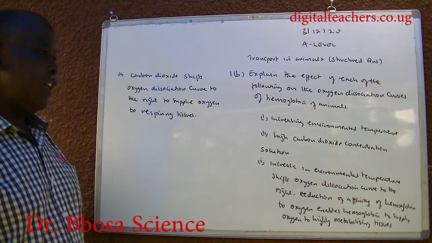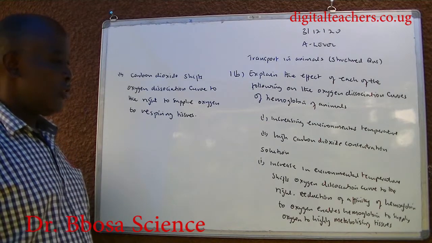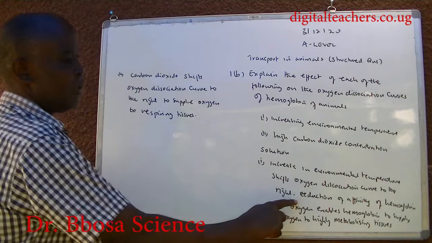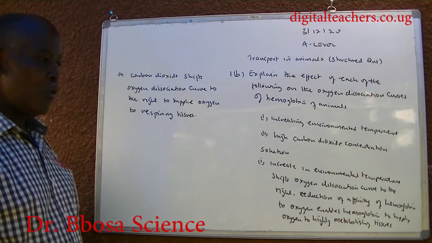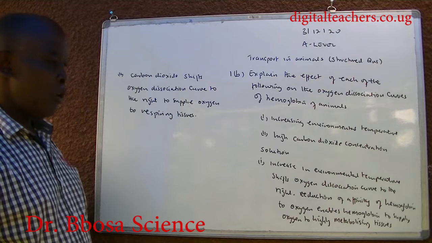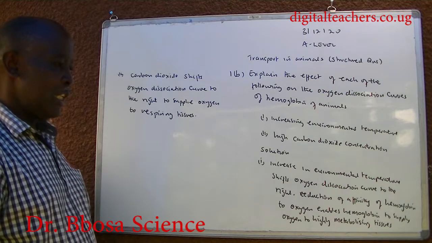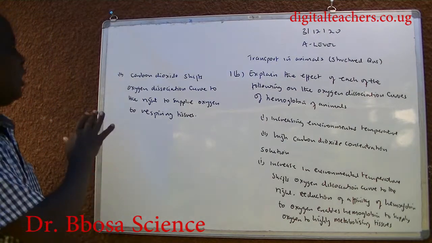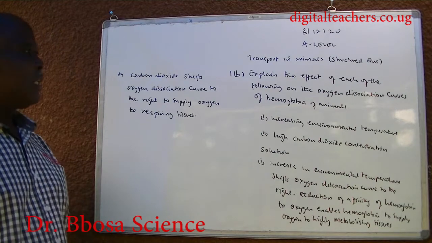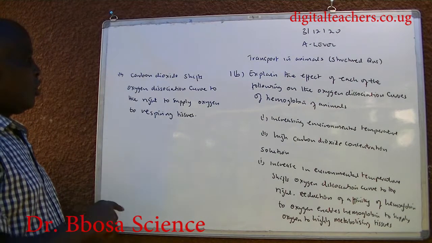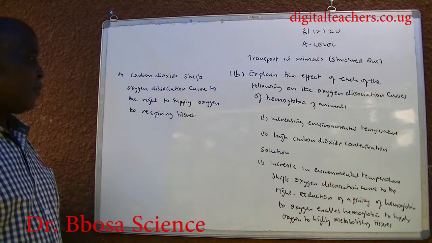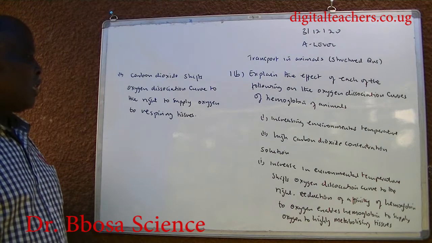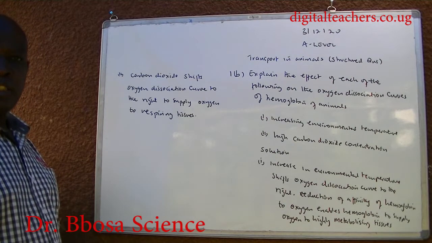1. Increase in environmental temperature shifts oxygen dissociation curve to the right. Reduction of affinity of hemoglobin to oxygen enables hemoglobin to supply oxygen to highly metabolizing tissues. 2. Carbon dioxide shifts oxygen dissociation curve to the right to supply oxygen to respiring tissues.